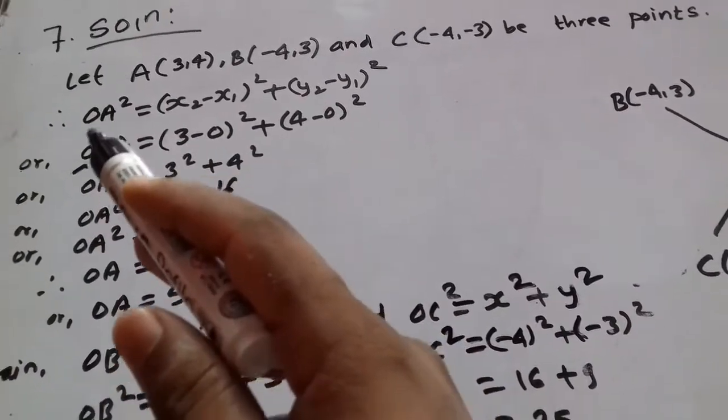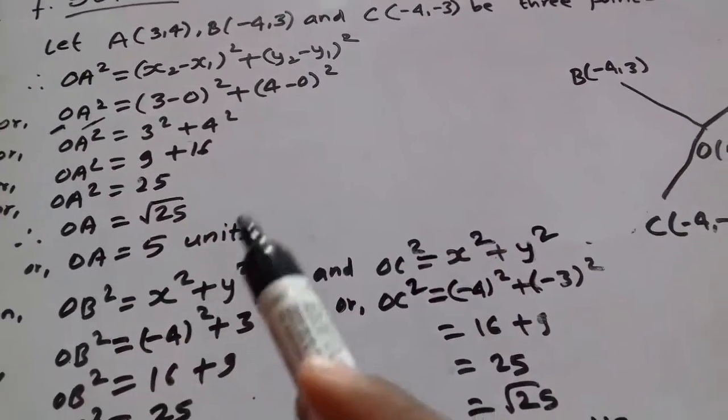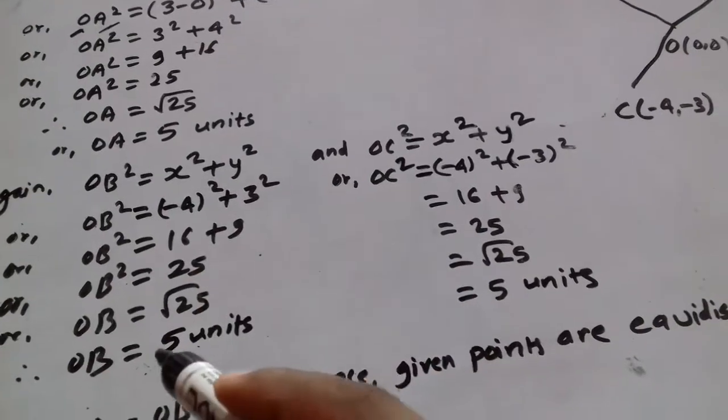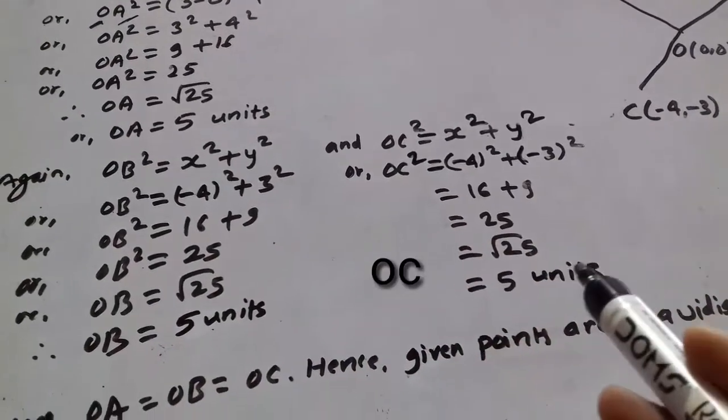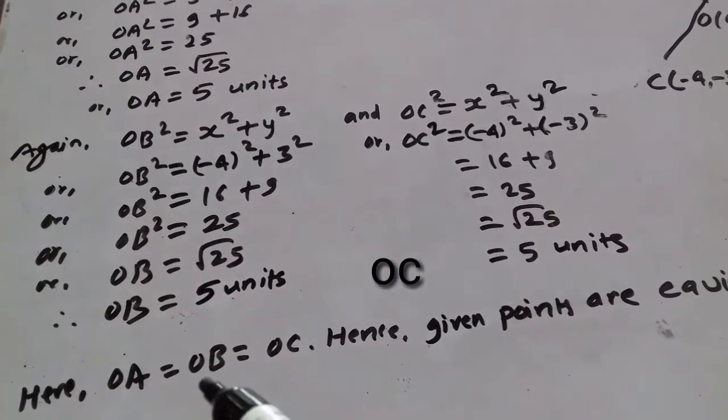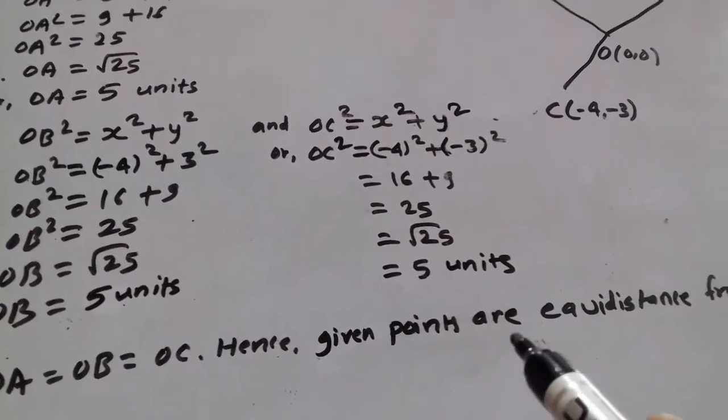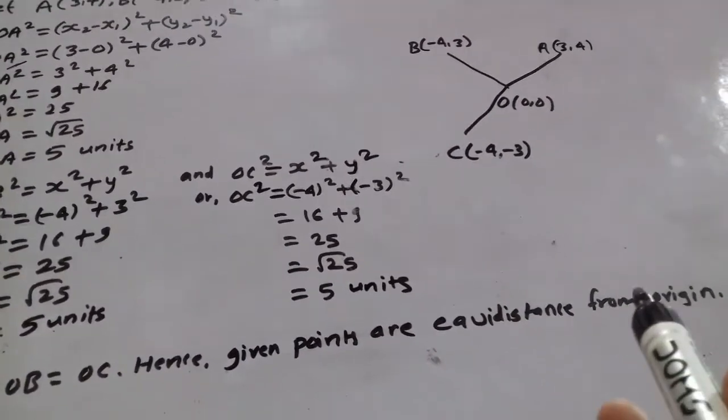Then using the distance formula we have found OA is 5 units, OB also 5 units and OC also 5 units. In this way we have found all equal, hence the given points are equidistant from the origin.